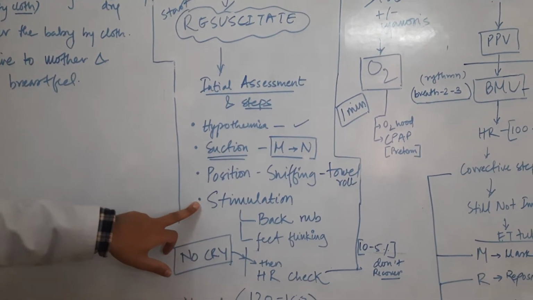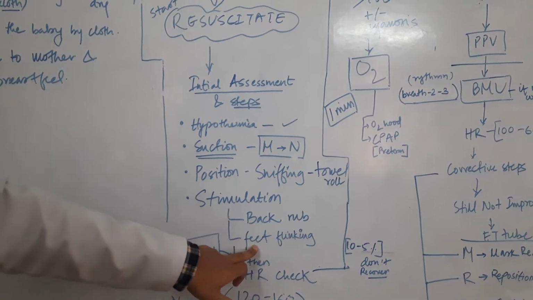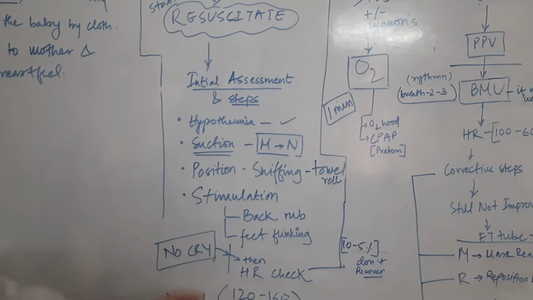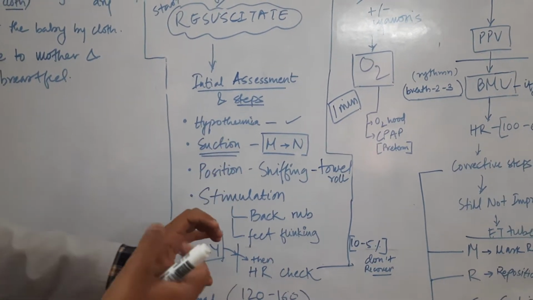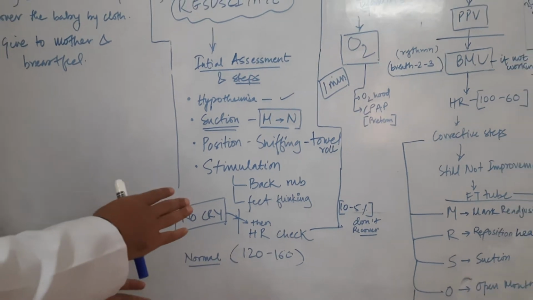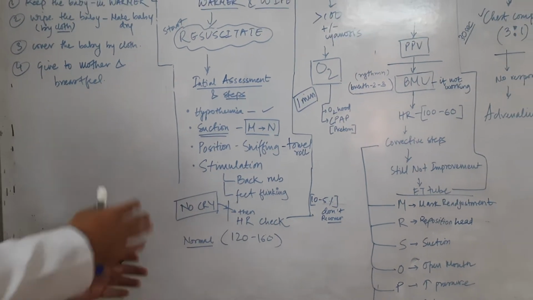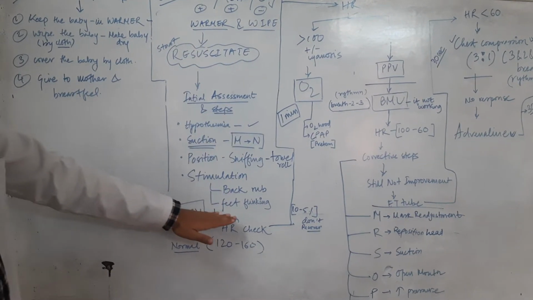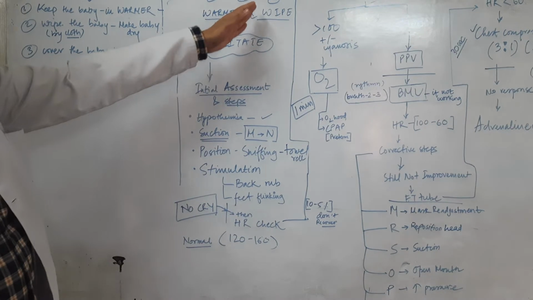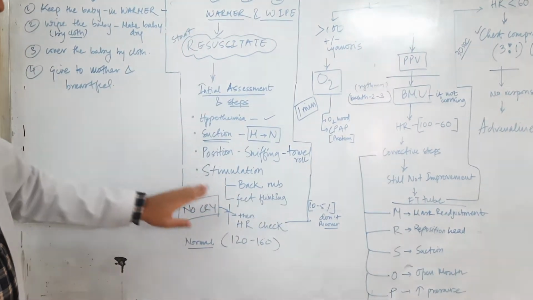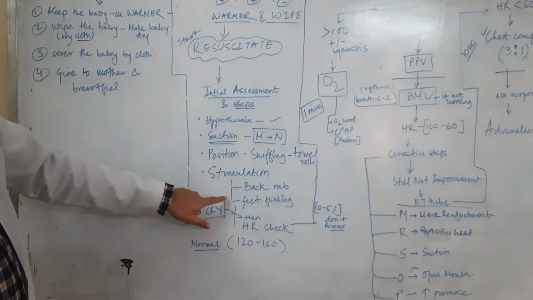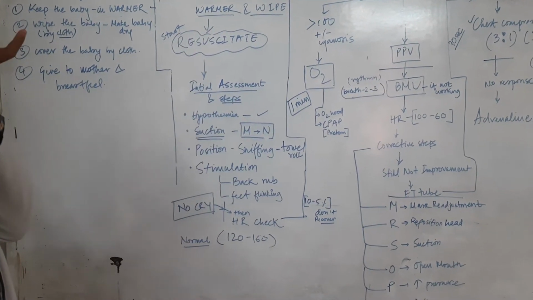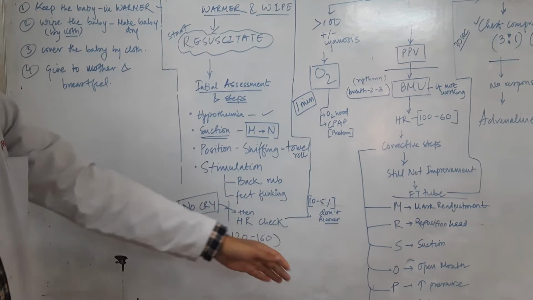Stimulation can be done by back rub or feet flicking. We flex the lower limbs at the level of the hip to raise the sole, and then flick on the sole, or we can turn over the baby and rub the back. Rubbing can be done with the hands or with cotton. Most babies who have not cried will usually cry after stimulation. But if there is no crying despite taking initial actions or initial steps, then we have to move to the rest of the protocol.